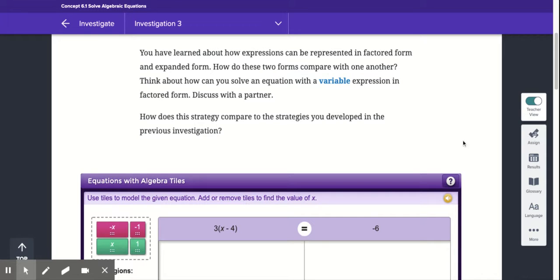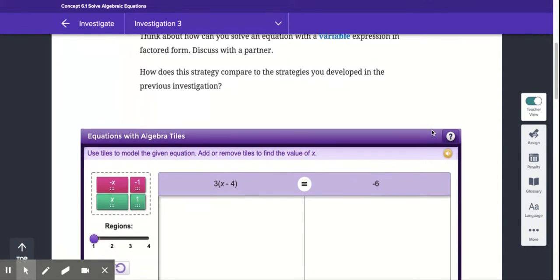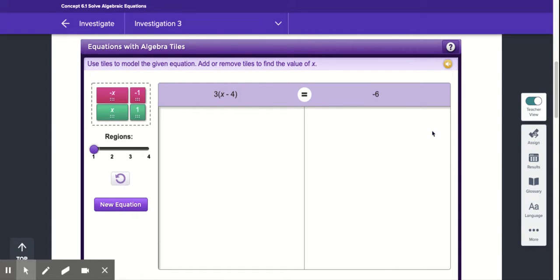Good morning. I just wanted to go over equations with algebra tiles. I did have a question about how you do that.